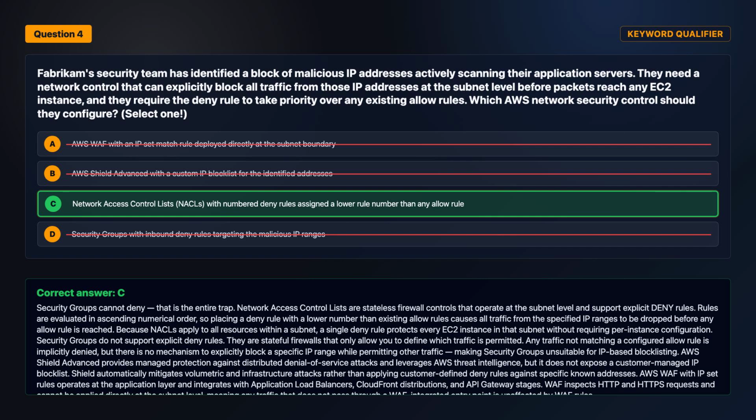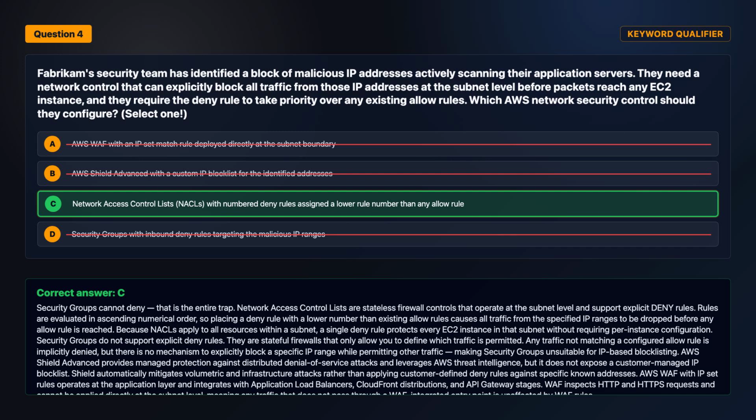Security groups do not support explicit deny rules. They are stateful firewalls that only allow you to define which traffic is permitted. Any traffic not matching a configured allow rule is implicitly denied, but there is no mechanism to explicitly block a specific IP range while permitting other traffic, making security groups unsuitable for IP-based blocklisting.